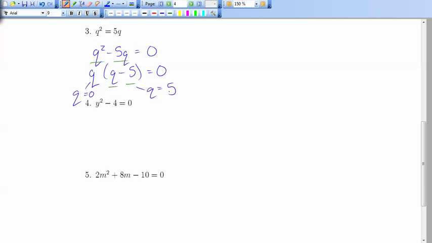Now I'd like you to try out the rest of the examples here. If you have any difficulty whatsoever, please come and talk to me. Factoring is an incredibly important technique. And you can watch some later videos that will talk about other ways to solve quadratic equations.